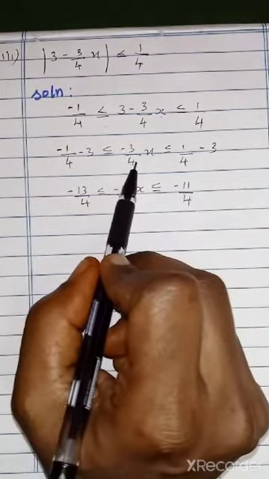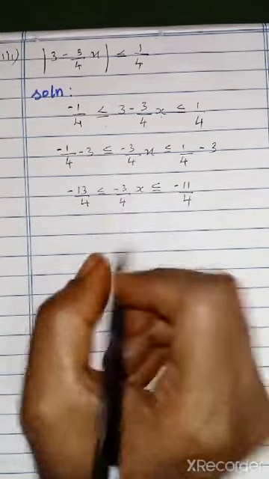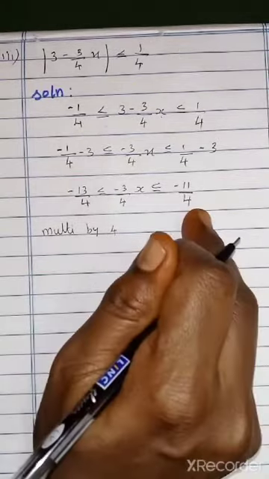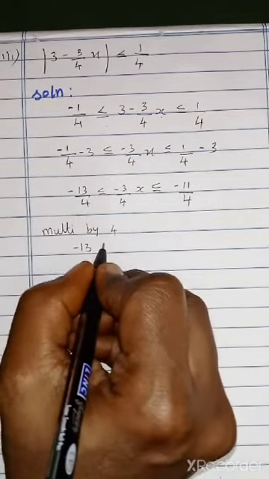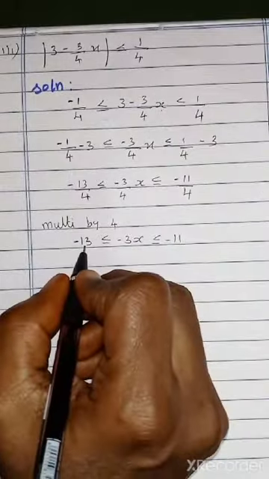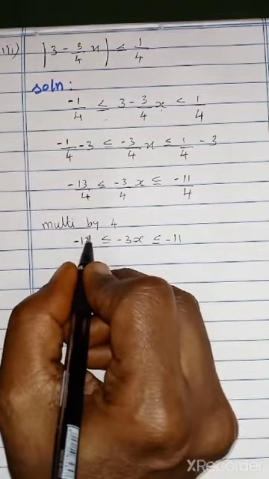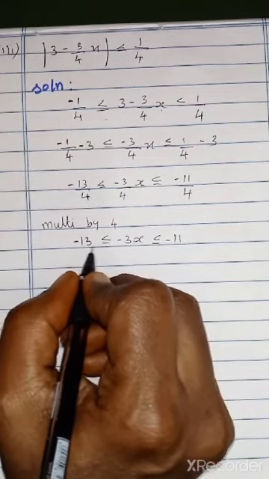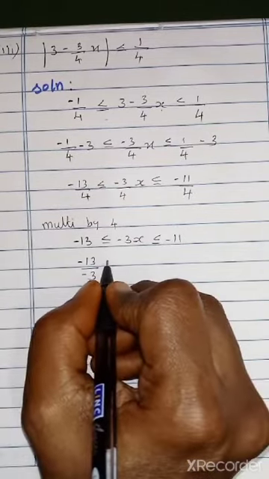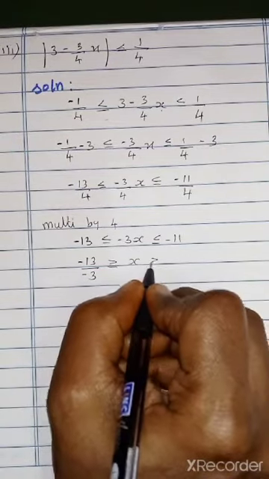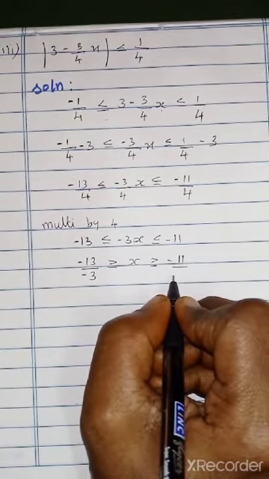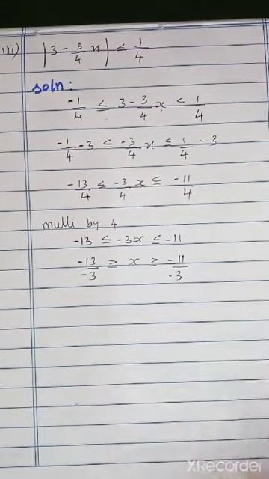Now we have to take out this 4. So what we can do is multiply throughout by 4. So this equation will become minus 13 less than or equal to minus 3x less than or equal to minus 11. Is that clear? Again we have to take this 3 to this side. Minus 3 we are going to take this side, so this inequality will also change, correct? So minus 13 by minus 3 greater than or equal to x greater than or equal to minus 11 by minus 3. Is that clear?